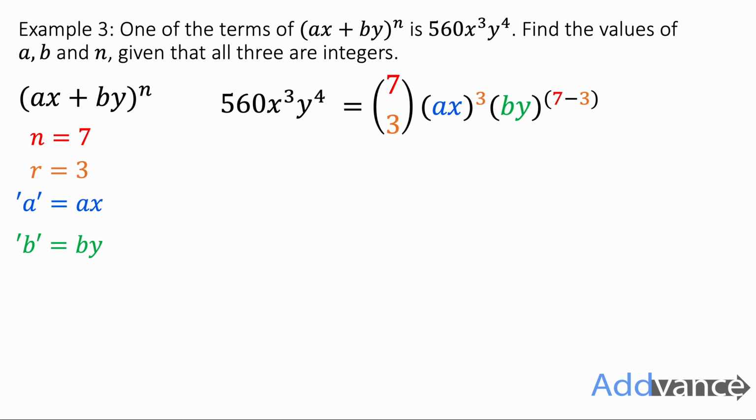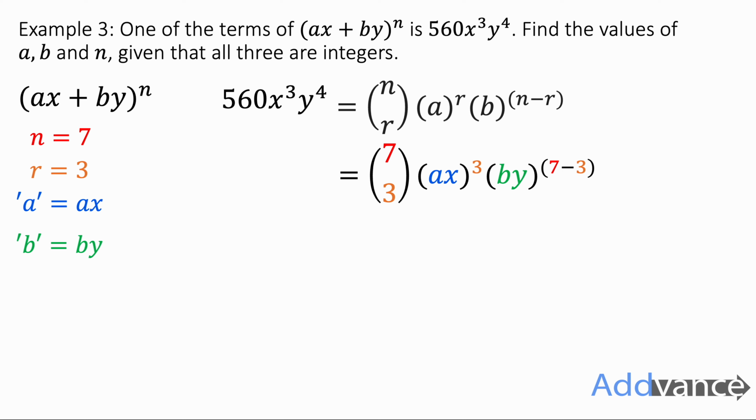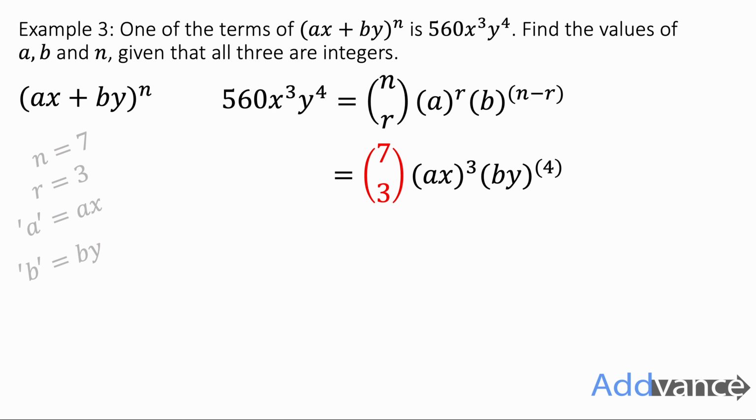Okay, and I want to really emphasize this. We know that n is 7 because the power of x is 3, the power of y is 4, and those two together must add up to the full power n. So it would be to the power 7 here. We simplify. So 7 choose 3, we can simplify it to get 35.